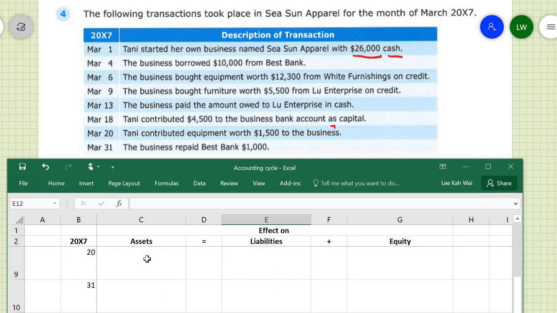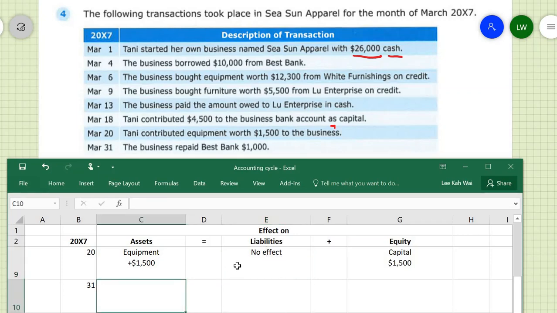Let's look at the next transaction on the 20th. Penny contributed equipment. When we see that Penny contributed equipment, it means she contributed her personal equipment to the business. So the business acquired an asset, which is equipment, an addition of $1,500. This equipment is provided not by external parties, but by equity, by the owner. So the capital account increased likewise by $1,500. And again, since no external party is involved, no effect on liabilities.